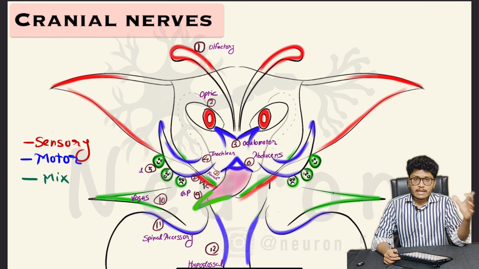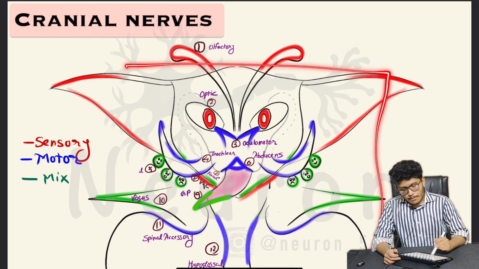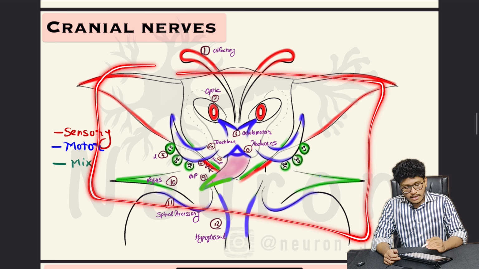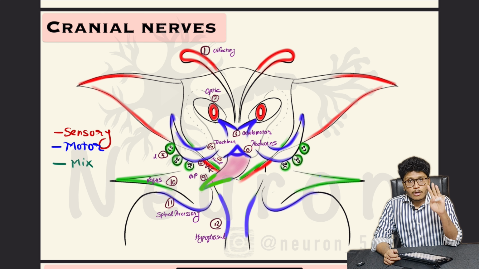Today's topic is cranial nerves, and we are going to learn each of the cranial nerves in order, plus their functions and whether they are motor, sensory or mixed type. We have to remember this alien type of creature. Don't get intimidated by this drawing. It has only three differences from the normal human being.